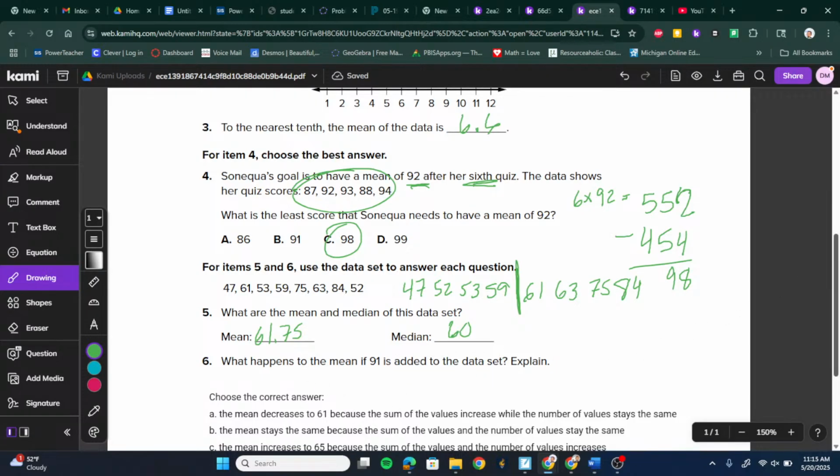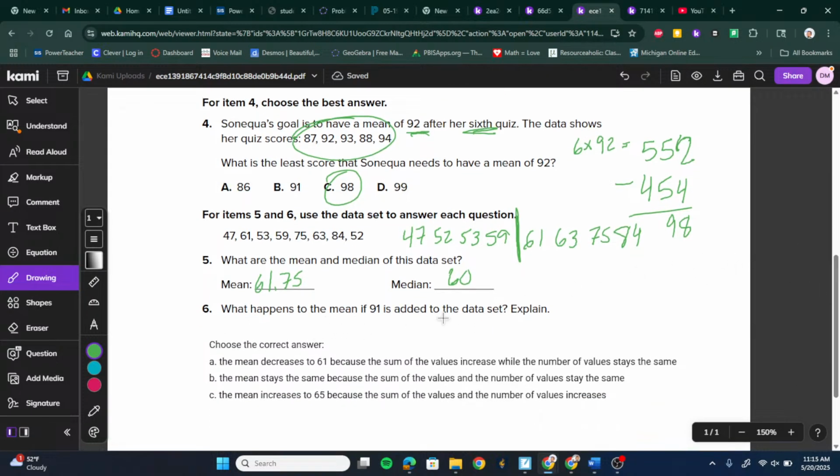What happens to the mean if 91 is added to the data? So if 91 is added to that data, you add all the numbers up, and now instead of dividing by 8, you divide by 9. And so what happens is the mean is going to increase to 65, because the sum of the values increases and so does the number of values.